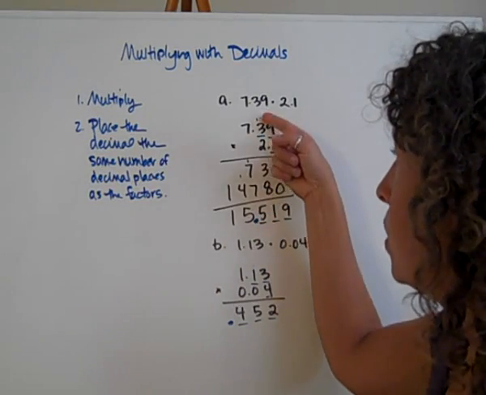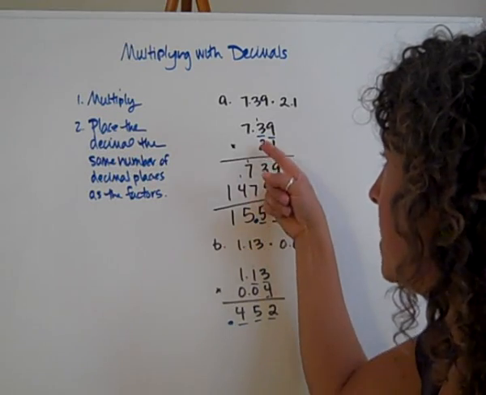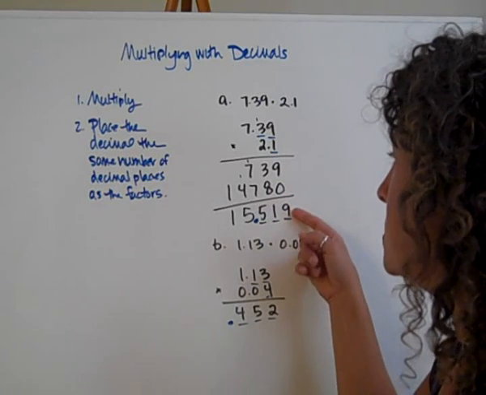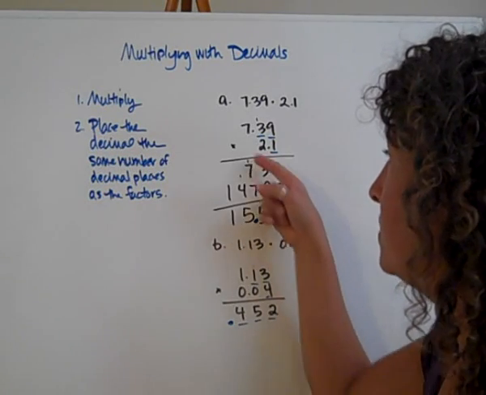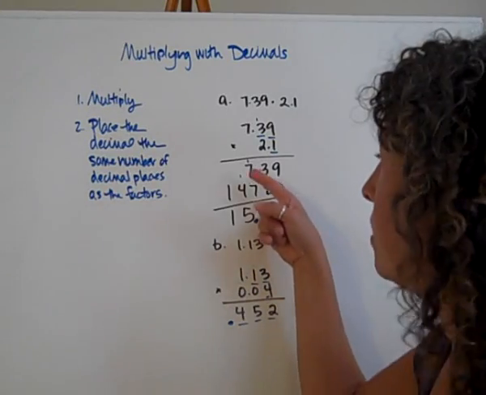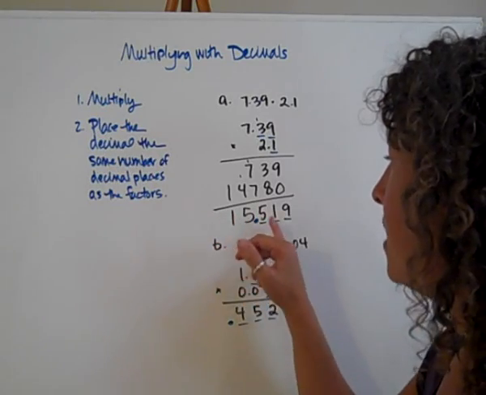I'm going to put the 8 here, carry the 1. 2 times 3 is 6, plus the 1 gives me 7, and then I need to do 2 times 7, which is 14. I'm going to add down. 9 plus 0, 9, 3 plus 8, 11, carry the 1, 1 plus 7 is 8, carry the 1... I have 5, and I have 1. Alright, so I ended up with 15519.